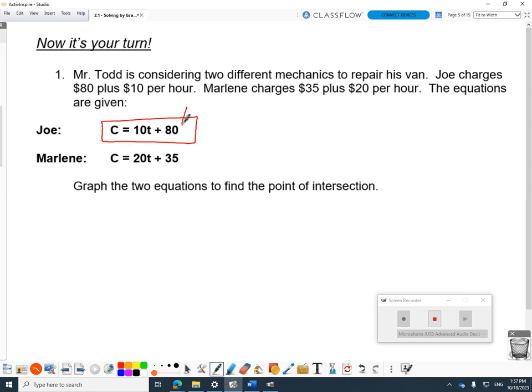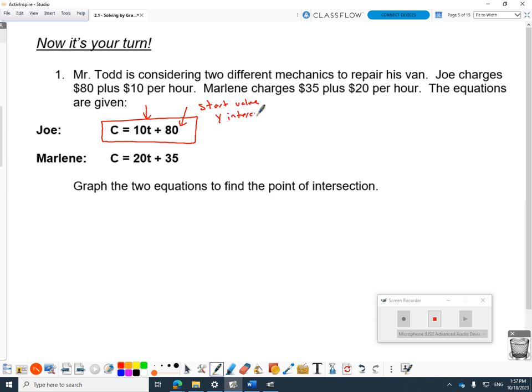This went pretty well. Most people knew the difference between the two. A couple people got them reversed, so we got to get that fixed right now. What is the 80 in this question? It's the start value or the y-intercept. I heard both answers. Start value, y-intercept.